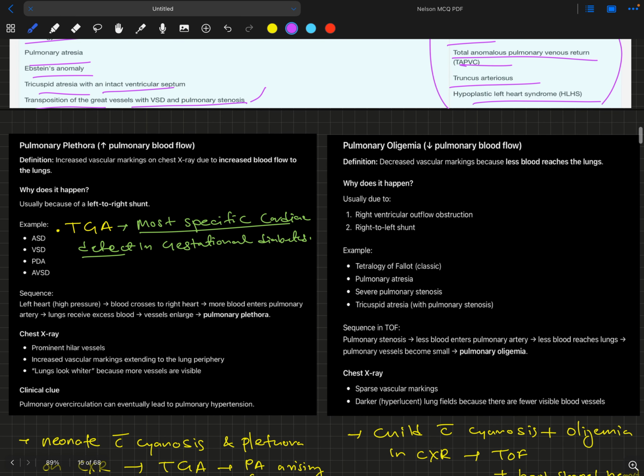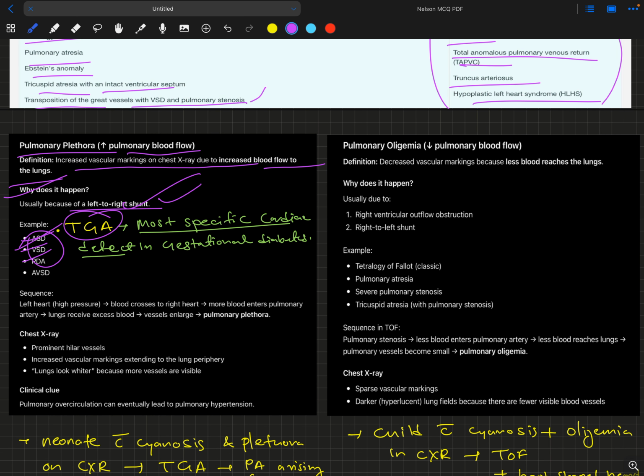So what is the difference between pulmonary plethora and oligemia? Let's discuss that. Pulmonary plethora means there is increased pulmonary blood flow, with increased vascular markings on the chest X-ray due to increased blood flow to the lungs. Why does it happen? It happens because of left to right shunt. Left to right shunts we discussed in ASD, VSD, PDA. In all these conditions there is increased pulmonary blood flow that leads to pulmonary plethora. ASD, VSD, and PDA are acyanotic congenital heart diseases. There is a cyanotic congenital heart disease in which we see pulmonary plethora, that is TGA, transposition of great arteries.